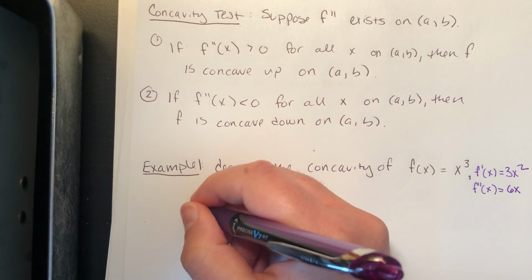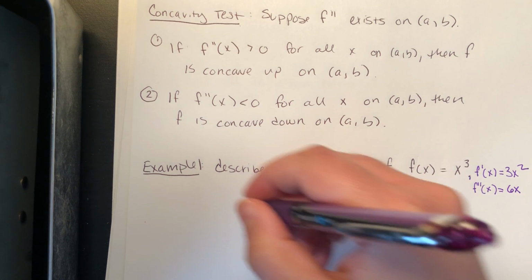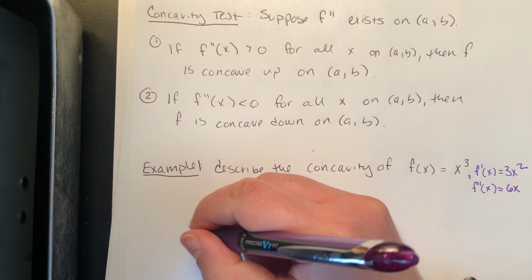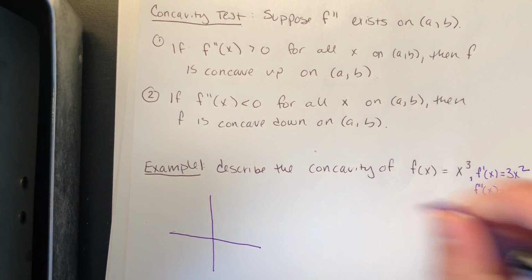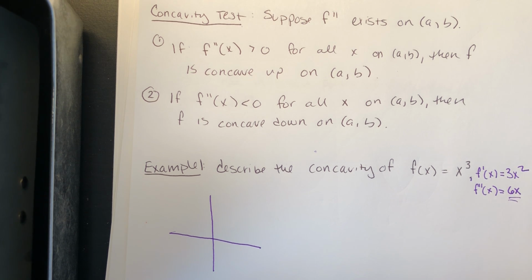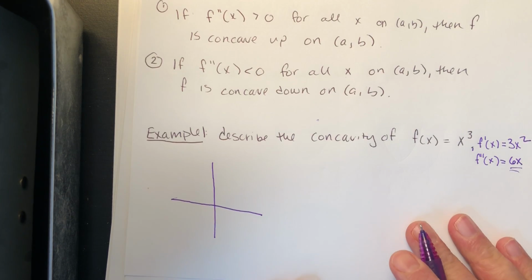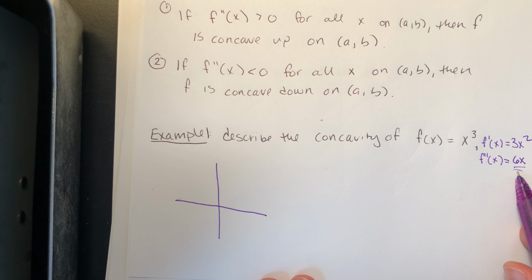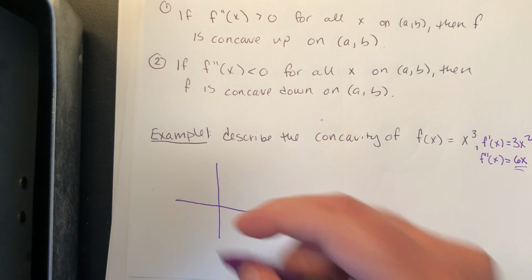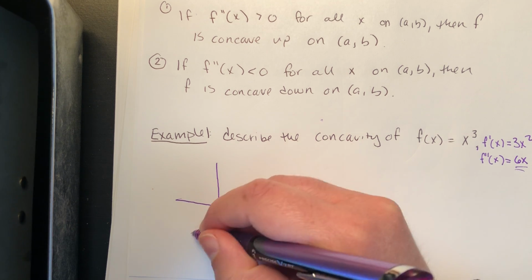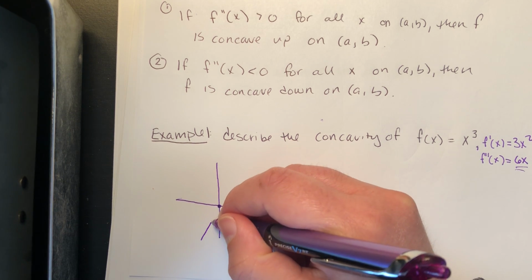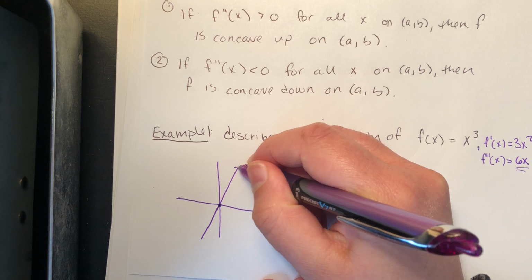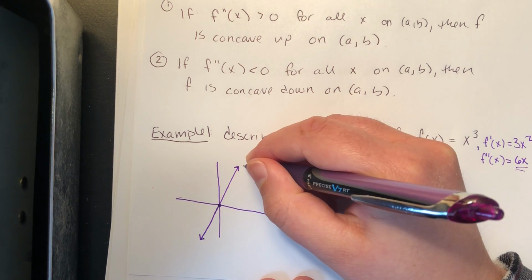So we could break up the real number line just like we did on the increasing and decreasing test, but the second derivative, 6x, is so simple that it's probably easier just to graph it. This is just a linear function. It doesn't have a constant term, so the y-intercept is 0. And it's a steep function because it's 6x. So the graph is going to look something like this.